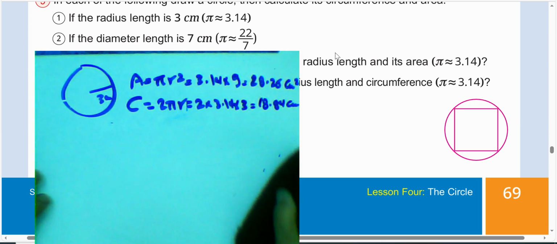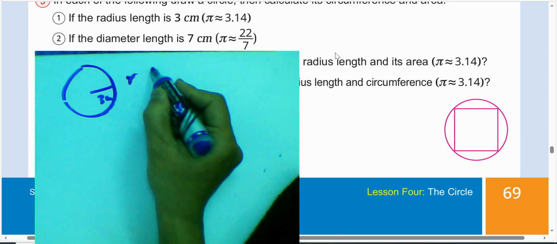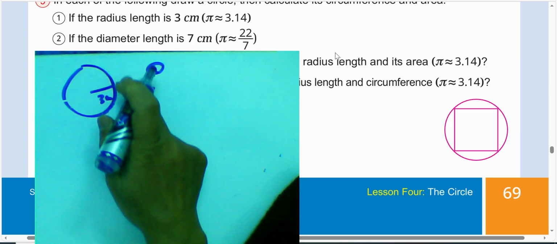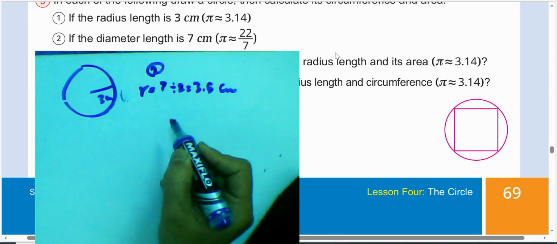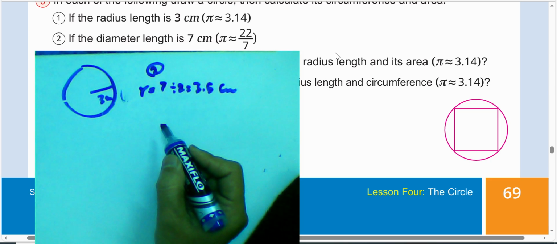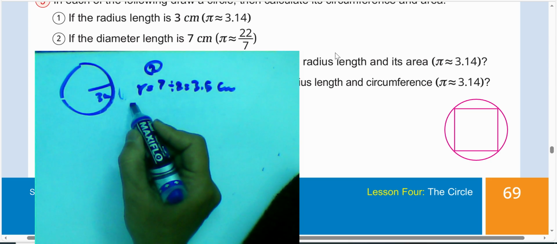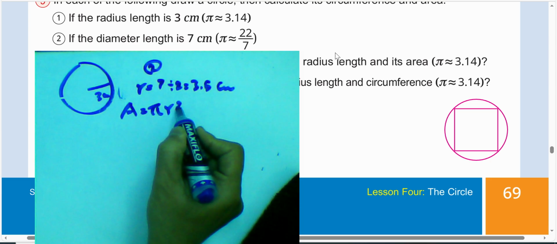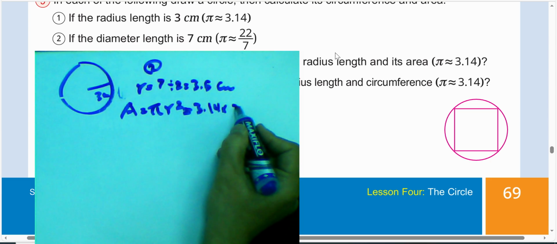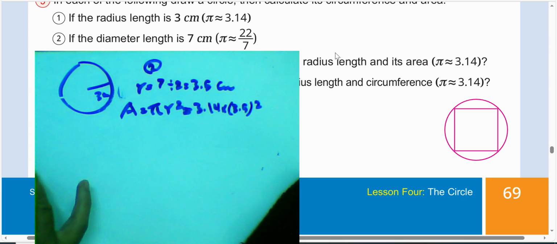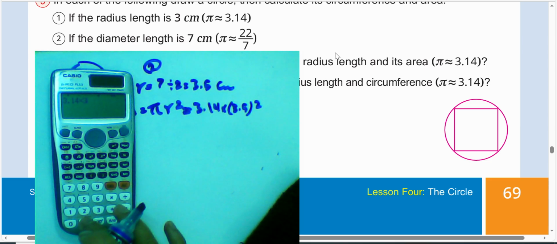Question number 2. He gave me the diameter, which was 7 centimeters. You can find the radius for question number 2. Radius equals 7 divided by 2 equals 3.5 centimeters. Okay, this is the radius. And then we can find the area by 3.14 times r power 2. The radius will be 3.5 power 2. Use the calculator, write 3.14 times 3.5 power 2.